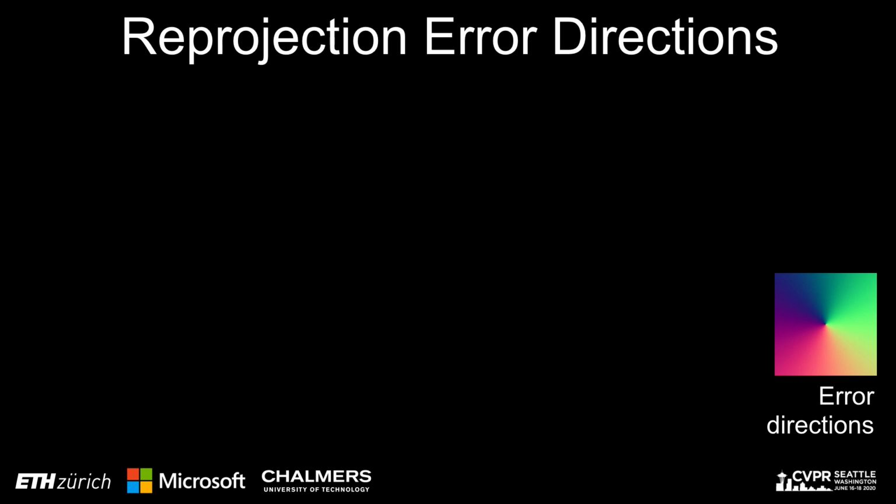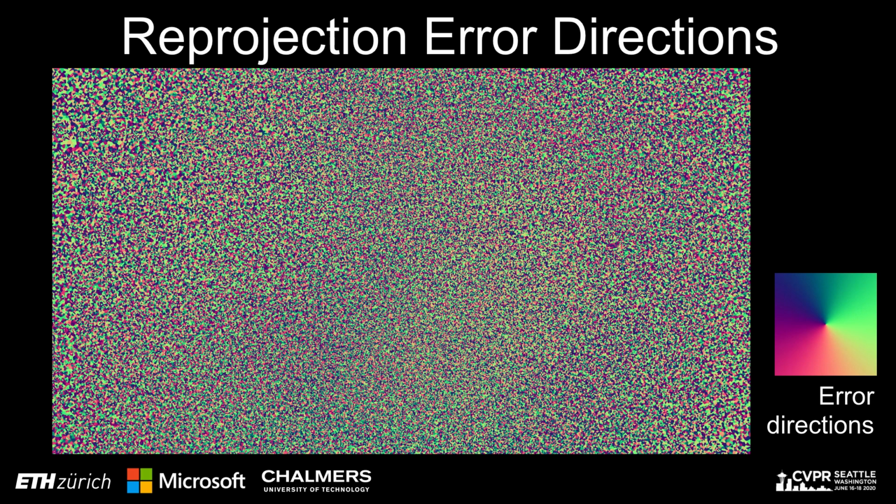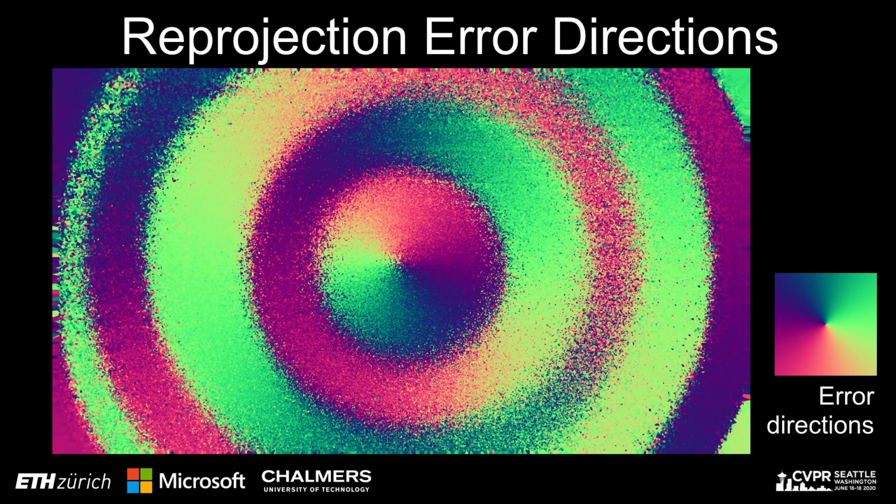To answer this question, we visualize reprojection error directions. Ideally, we would like to see a random pattern. In practice, however, we observe regions with similar directions, indicating biases in the calibration. Due to their small number of parameters, traditional parametric models do not accurately model the relation between pixels and viewing rays.